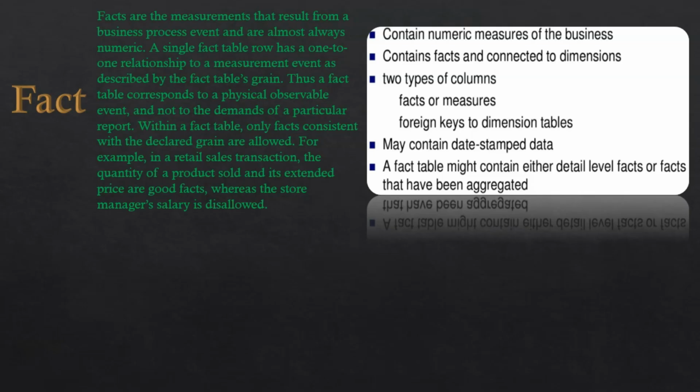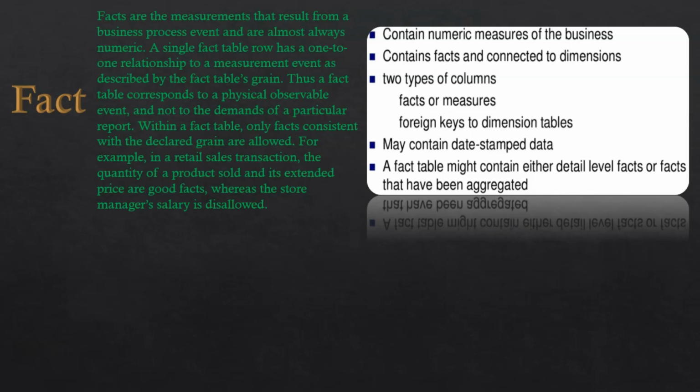The fact tables may contain date stamp data. That is also very much possible. A fact table might contain either detail level facts or facts that have been aggregated. So very much possible. What does it mean? For example, it might contain the number of units being sold in a particular day. That is aggregated data. For example, on Monday, the number of units sold were 20. On Tuesday, it is 30. So all this is aggregated data, and we can have individual data also in a fact table, right?